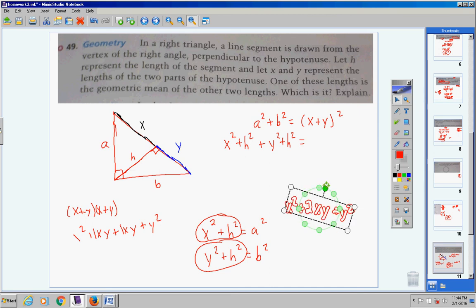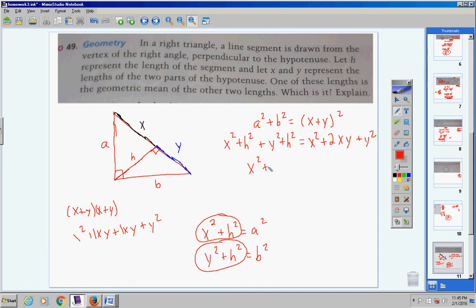And maybe I can rotate it just a little. There we go. Okay. So really not too bad here. Okay. Now, let's see what else we have here. On the left side over here, we have h squared, h squared. They're like terms, aren't they? So really I could put x squared plus y squared plus 2h squared equals all of this. H squared plus h squared, 2h squared.